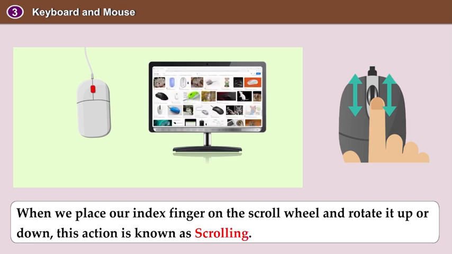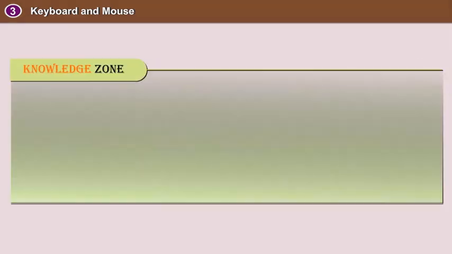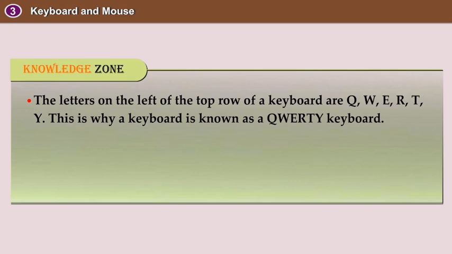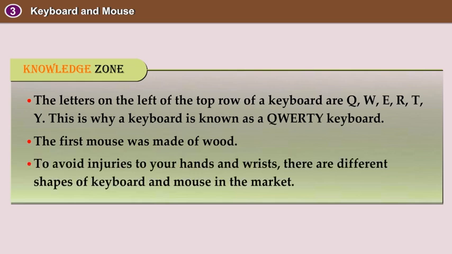Knowledge zone. The letters on the left of the top row of a keyboard are Q, W, E, R, T. This is why a keyboard is known as a QWERTY keyboard. The first mouse was made of wood. To avoid injuries to your hands and wrists, there are different shapes of keyboard and mouse in the market.